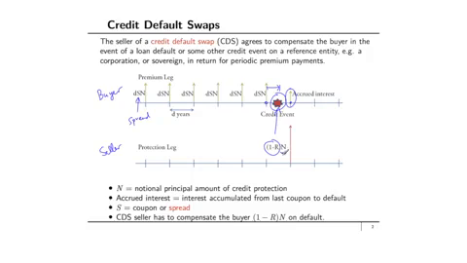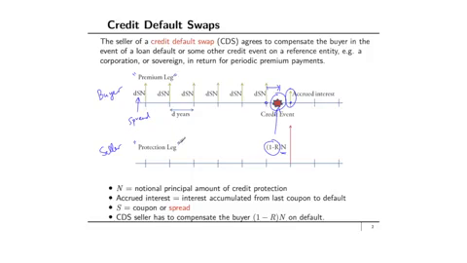Because the buyer pays premiums, the premium payments are sometimes called the premium leg of the CDS. And because the seller always pays the amount only on default, this is also called the protection leg.